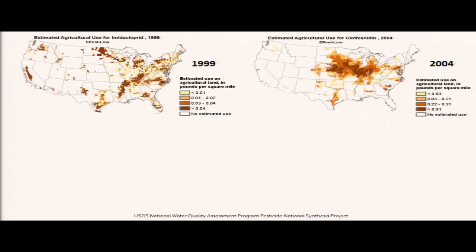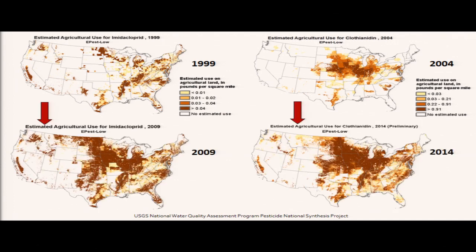These maps here by the USGS National Pesticide Project just provide an example of two active ingredients, imidacloprid on the left, clothianidin on the right, showing the early distribution when these compounds were first introduced. And to just provide some perspective on their rapid growth, you can see in just a 10-year time span, the amount of distribution and increased use over many agricultural regions throughout the United States.